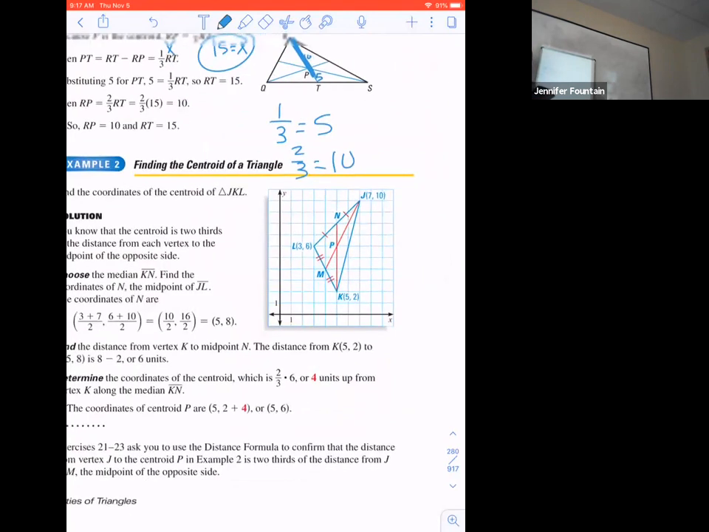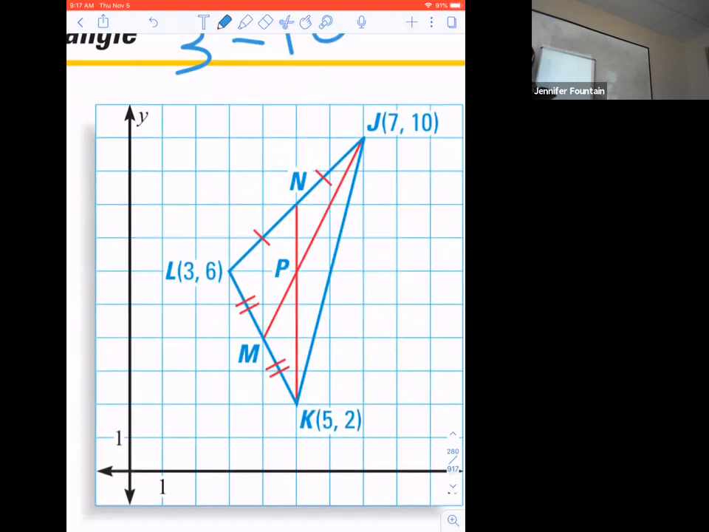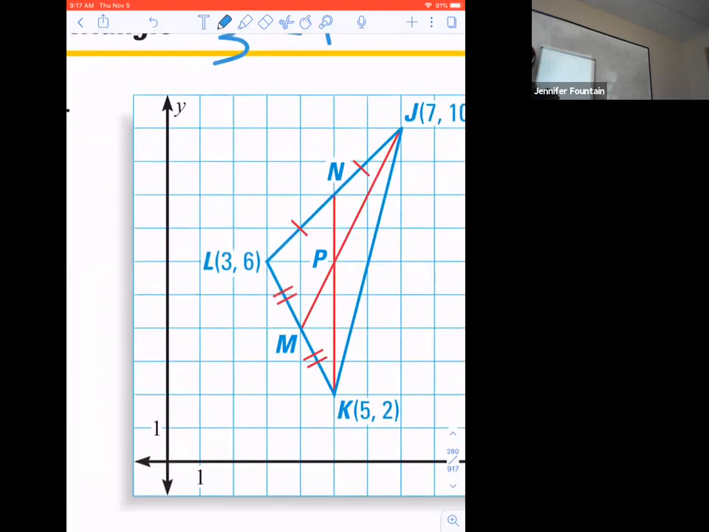So it says the distance from K, which is (5, 2), to N, which is (5, 8), you would just say 8 minus 2 is 6 units. So basically, if my point N, it said 1, 2, 3, 4, 5. So my point for N is (5, 8). So I'm just subtracting my difference of Y. If this one up here is 8, 7, 6, 5, 4, 3, 2. Okay, so I know that I've gone down 6 to get to 2.